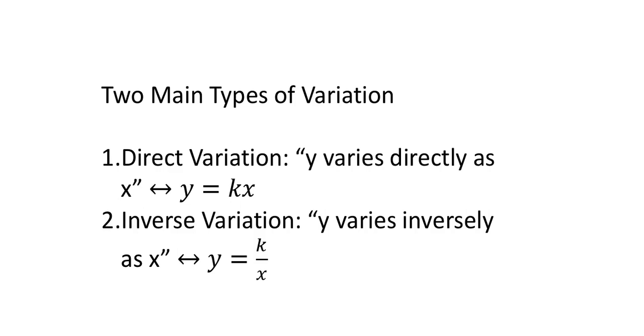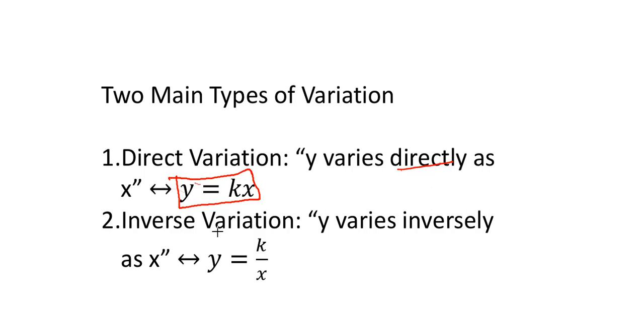So if we were to say that y varies directly as x, the formula to describe that relationship is given by y equals k times x. All right, so you'll want to memorize that. So when you see the word directly, you should immediately think of the formula y equals k times x.